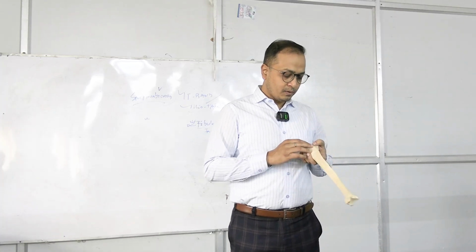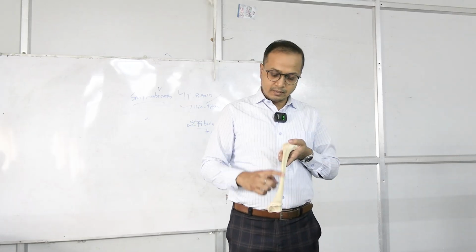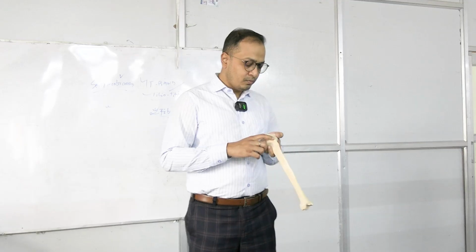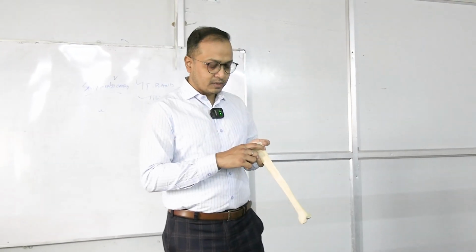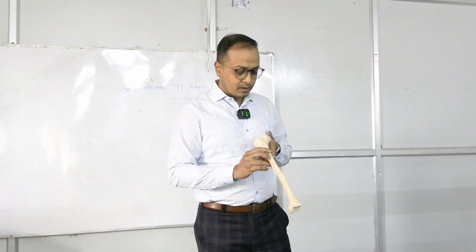Now, coming from this upper end, we are going to talk about the shaft. The shaft has borders. This anterior border is sharp and pointy, starting from the tibial tuberosity present here and going down. So we call this the anterior border.